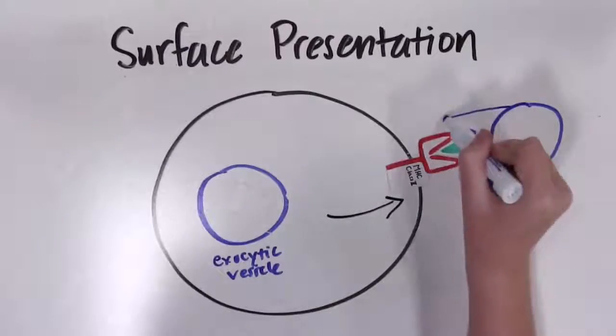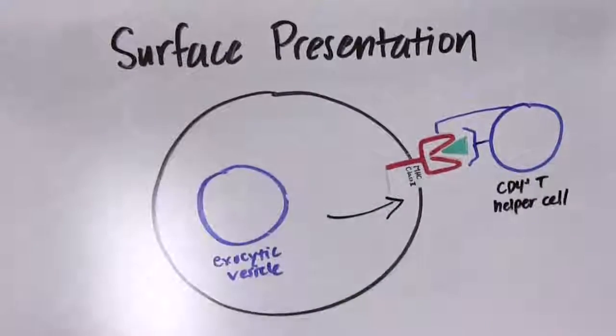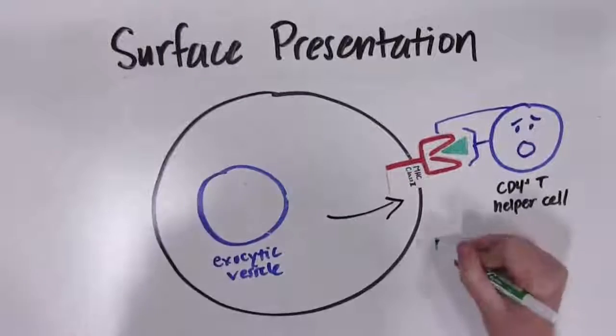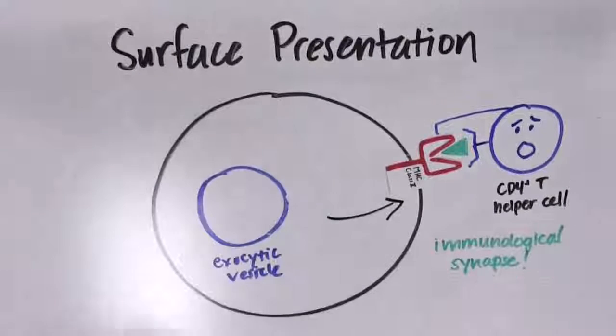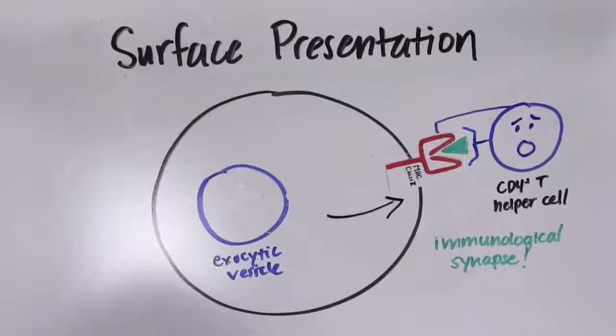CD4 positive helper T cells are now able to bind to the class 2 molecule and peptide to form an immunological synapse. If a synapse is formed between a dendritic cell and helper T cell, the helper T cell is activated. If the synapse is formed between a B cell and helper T cell, the B cell has received its second signal and can begin proliferation and class switching. Our hospital is again displaying a flag calling for help, which is recognized and responded to.